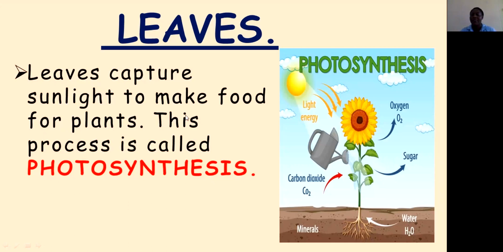They capture sunlight from the sun, and then for photosynthesis to take place, there must be sunlight, there must be carbon dioxide, and water. Plants use sunlight, they use water, they use carbon dioxide to make their own food. And the picture that you see on the screen is the picture showing you the process of photosynthesis.